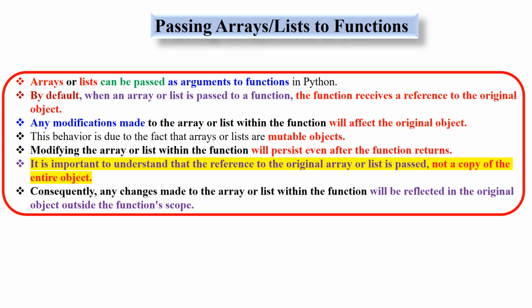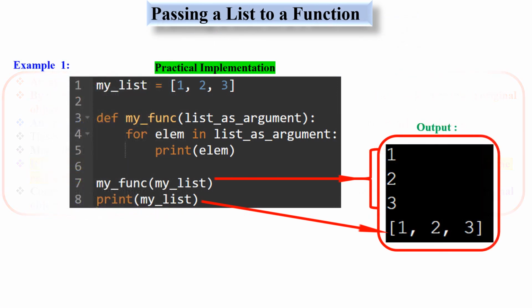This behavior is due to the fact that arrays or lists are mutable objects. Modifying the array or list within the function will persist even after the function returns. It is important to understand that the reference to the original array or list is passed, not a copy of the entire object. Consequently, any changes made to the array or list within the function will be reflected in the original object outside the function's scope. You can pass a list as an argument of a Python function the same way as any other type, and it will be the same type inside the function.